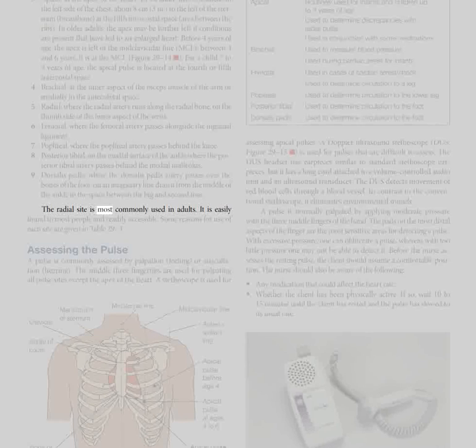The radial site is most commonly used in adults. It is easily found in most people and readily accessible. Some reasons for use of each site are given in Table 29-3.